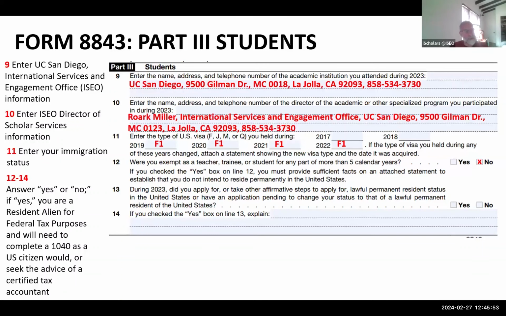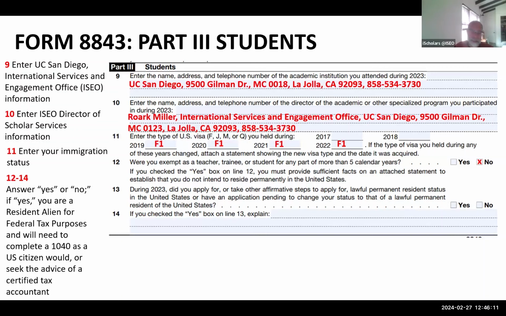Next question. Hi, I was previously a J1 student in 2021, 2022 with no US source income. I've now returned to the US as an F1 student, but I realized I never completed the Form 8843 for my time in 2021, 2022. What should I do about this?